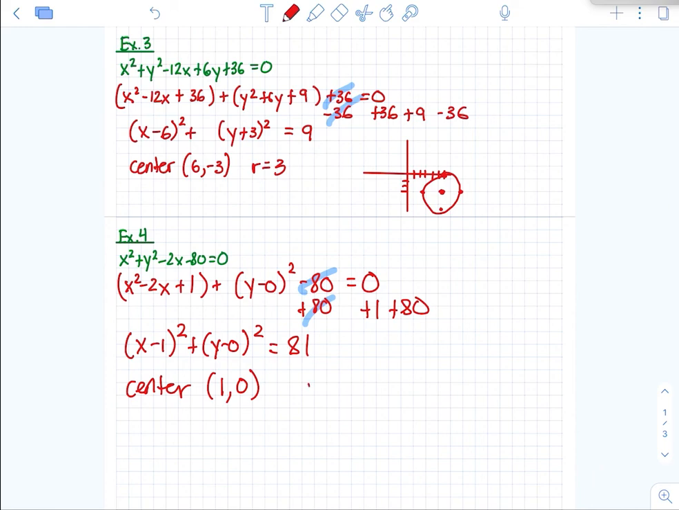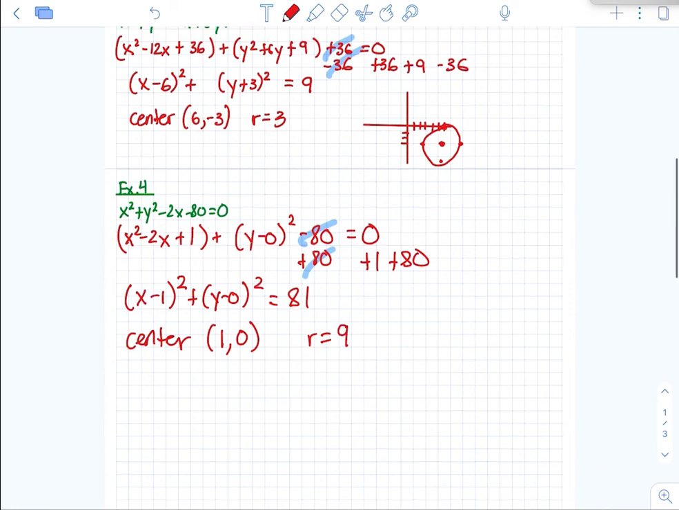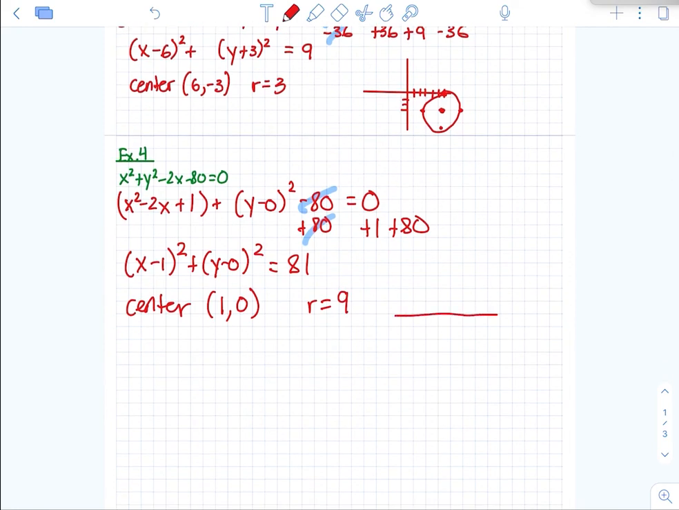The radius is equal to the square root of that. So the square root of 81 is 9. So when you graph your circle, the center is at 1 comma 0, which is there, and then it's 9 up, 9 to the left, 9 down, and 9 to the right. And then there you go.